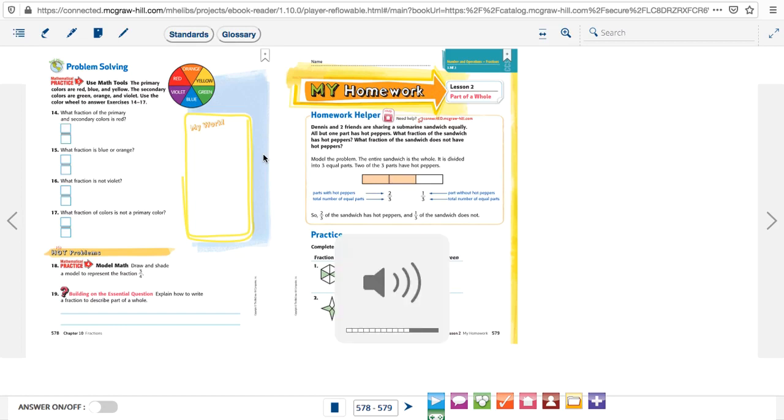So we're going to model this problem down below, and it shows you here that 2/3 has hot peppers, and then it shows you the number of equal parts, which is 3, and then the parts with hot peppers, which is 2. Then it shows you without hot peppers, the part is 1, and then the total parts is still 3.